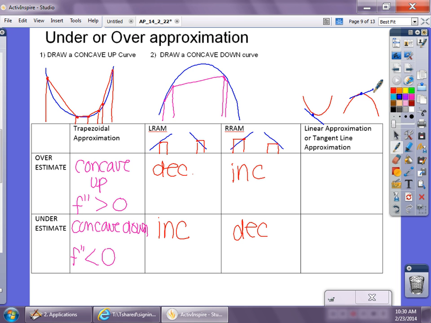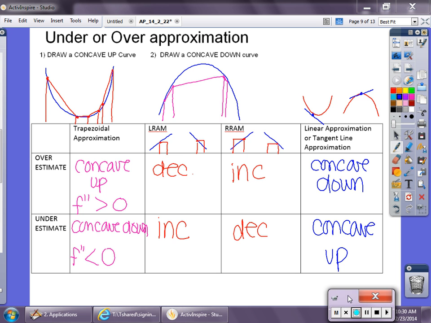Your tangent line is above the curve when we're concave down, and then we're under the curve when we're concave up. And notice for every single one of them, I drew. I don't memorize the rule because I'm too afraid that I might get it wrong, so I always draw.